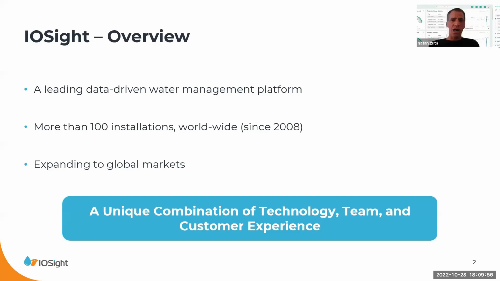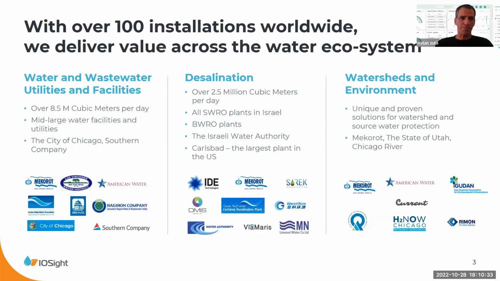Yeah. So IOSight is a software solution provider. We provide data analytics solutions for the water and energy industries for over a decade. We have over 100 installations. We are expanding to global markets. We started back in 2008 with the Israeli market, but expanded during the last 7 or 8 years. We expanded primarily to the US, but we have few installations in China and few in Brazil, Cyprus, Italy, and now we are looking to explore those opportunities in India.